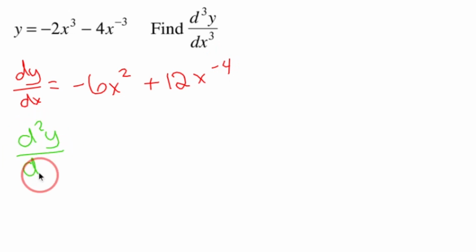Now I have to take the derivative of that guy. So that's d squared y dx squared. I can write that out as y double prime if I want to, but I already wrote it out as that. Power rule again. Take 2, multiply it to negative 6 to give me negative 12. Take x, leave it that way. 2 minus 1 is an invisible 1, so I won't write 1 there. Negative 4, multiply that to positive 12 to give you negative 48. x to the negative 4 minus 1 is negative 5.